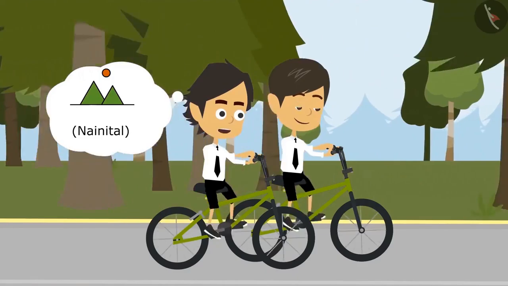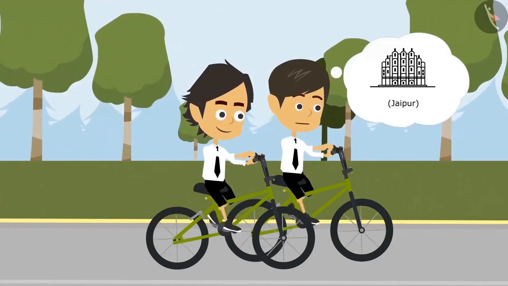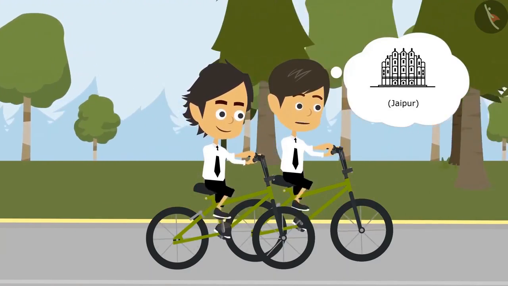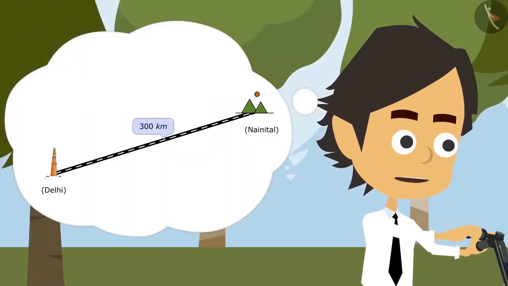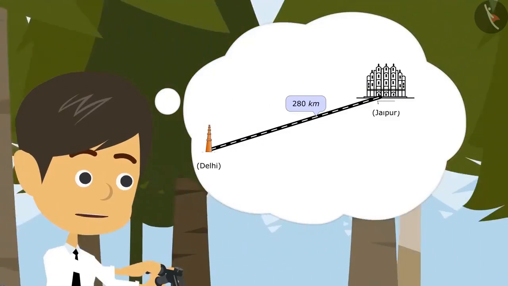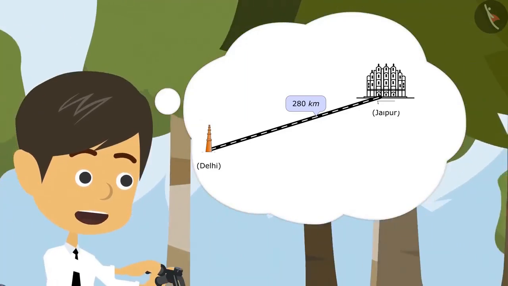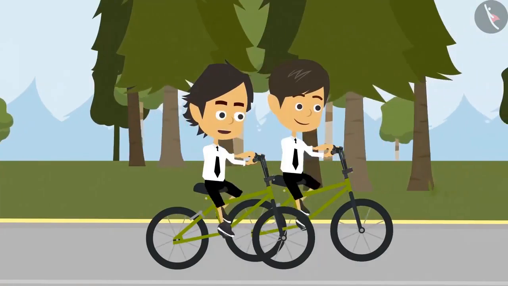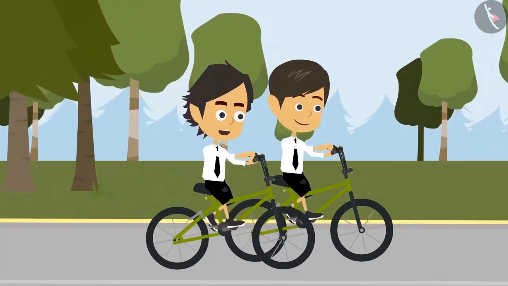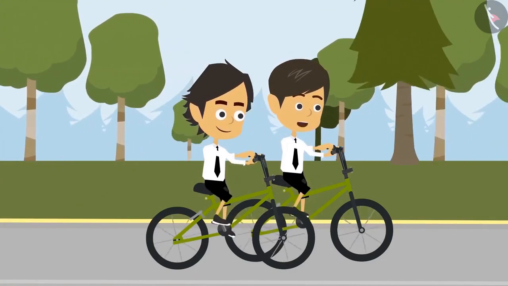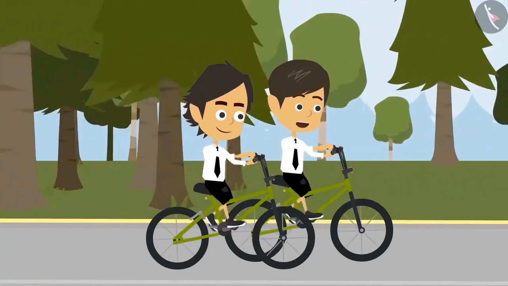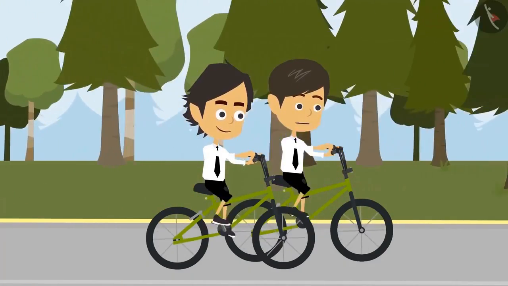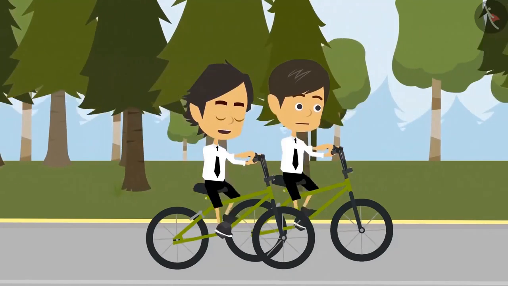I'm going on a trip to Nainital. Really? And we are going to Jaipur. Nainital is 300 kilometers away from here. Is that so? And Jaipur is 280 kilometers away. I thought you would ask what a kilometer is. No, I know that. Kilometer is a unit of length measurement. Yesterday my papa told me. Papa told me yesterday too.